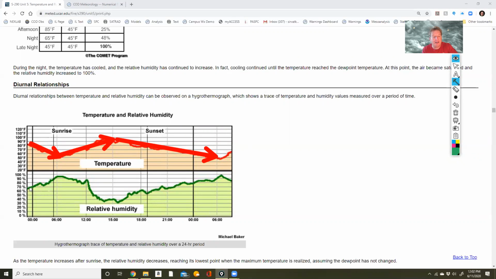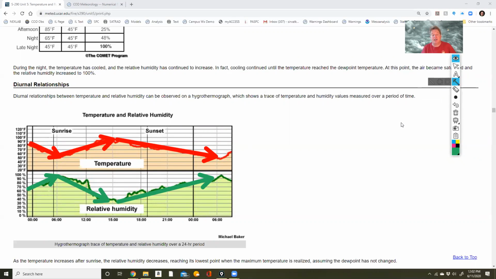What is the relative humidity doing? The relative humidity goes up when the temperature goes down. It goes down when the temperature goes up, and it goes up when the temperature goes down. So do you see this? Relative humidity and temperature are going in opposite directions in that diurnal swing.